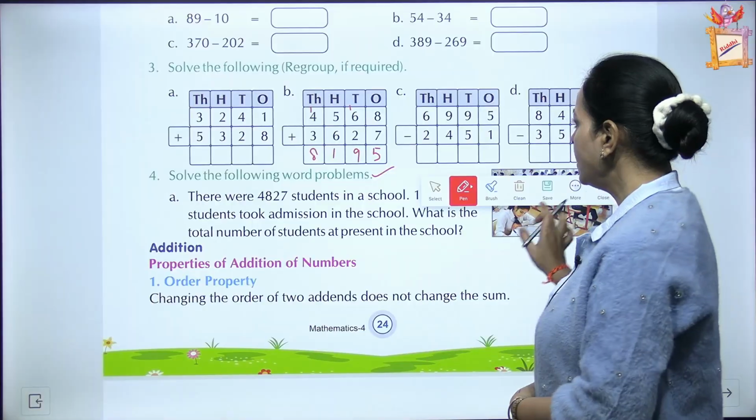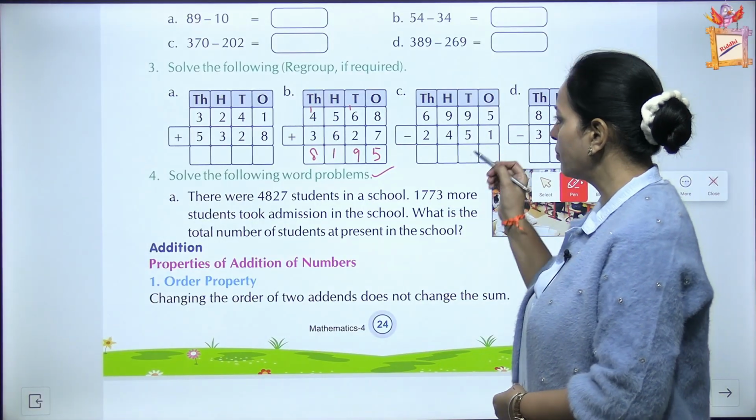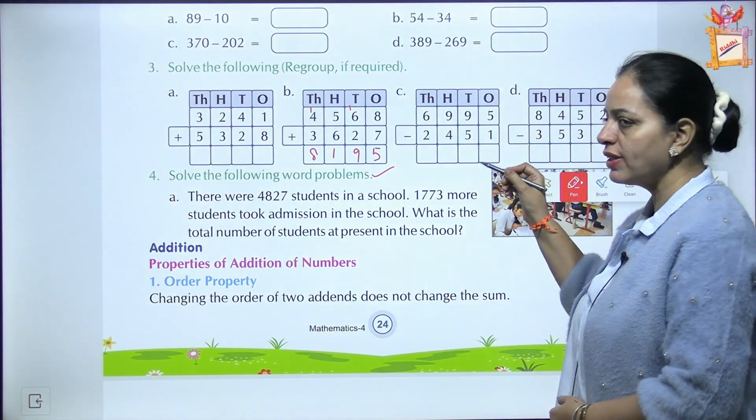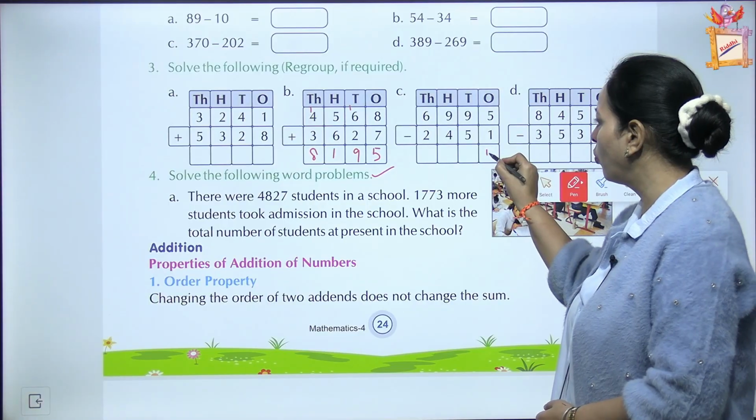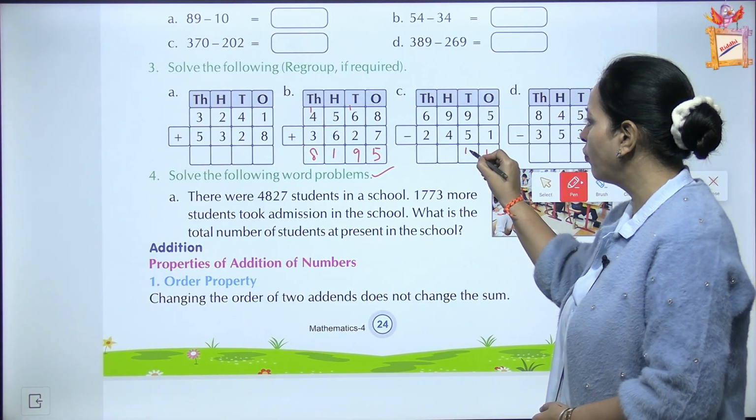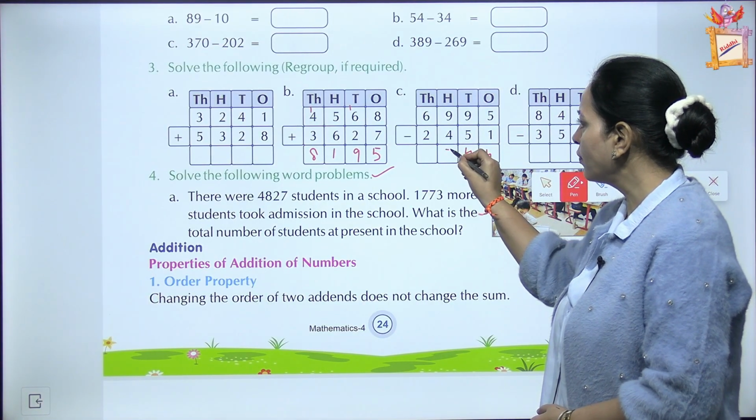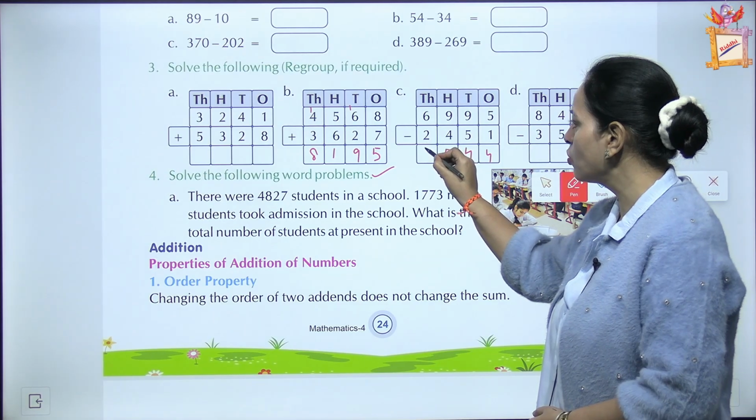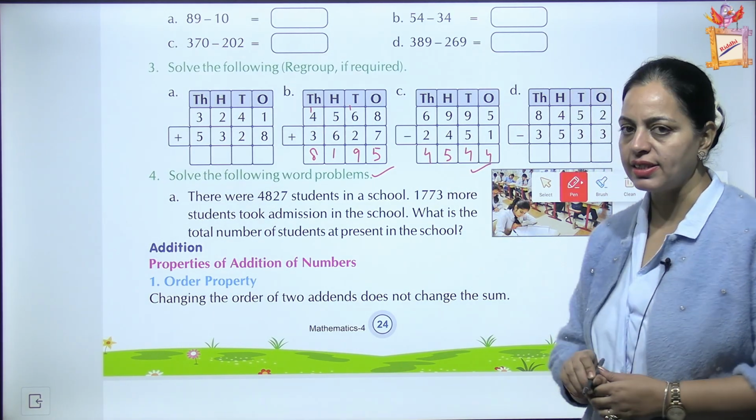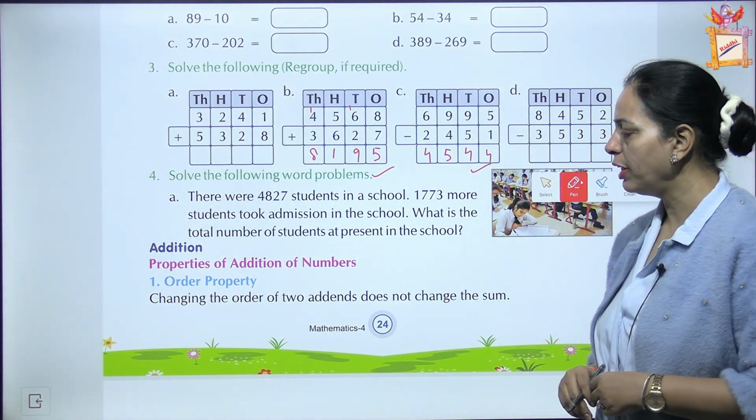Okay. Now see C part, like this number, subtraction. So subtract the ones digit, 5 minus 1, 4. 9 minus 5, 4. 9 minus 4, 5. 6 minus 2, 4. So this is the answer. Similarly, you can try the remaining part.